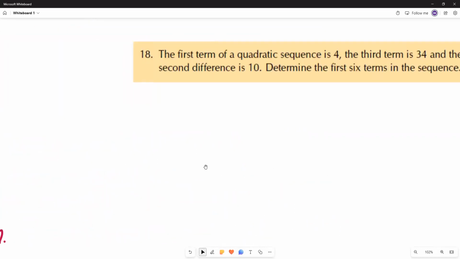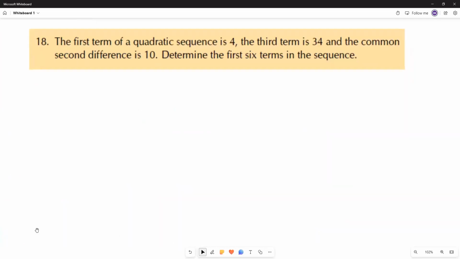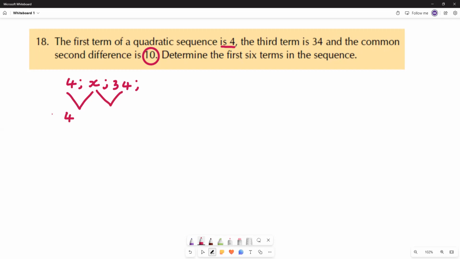We're going to do the last question of this video. In this one, they say the first term of a quadratic number pattern is 4. The third term is 34. They didn't give me the second term, so I'll write x for the second term. Then they say the common second difference is 10. Let's subtract: x minus 4, there's nothing we can do there. Then this one will be 34 minus x. There's also nothing we can do.